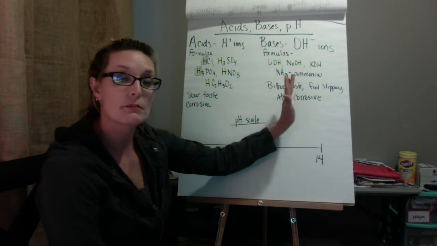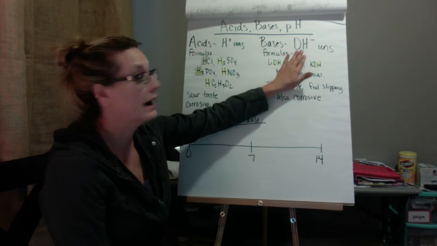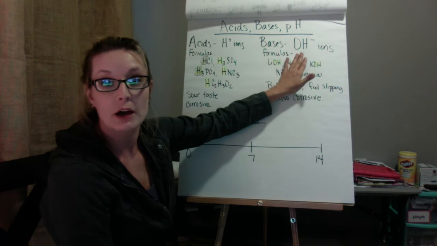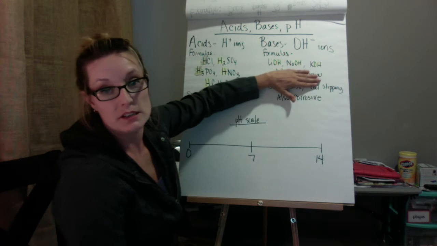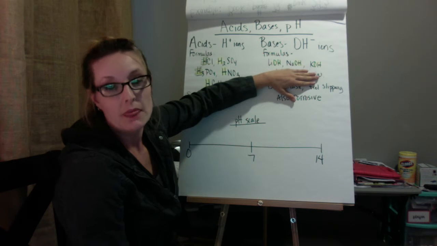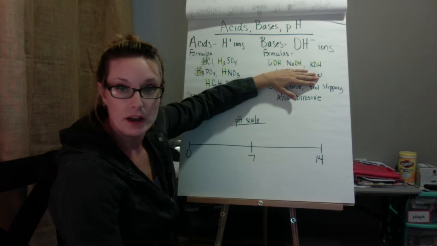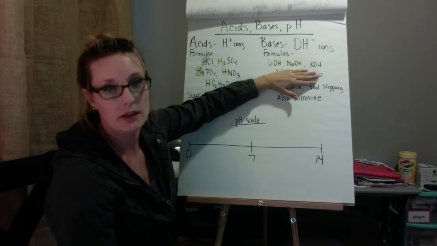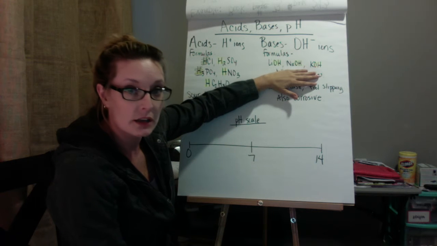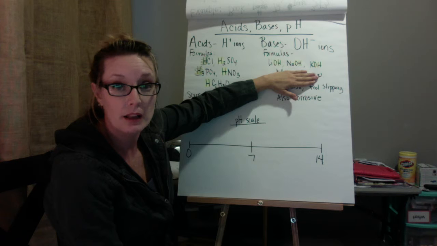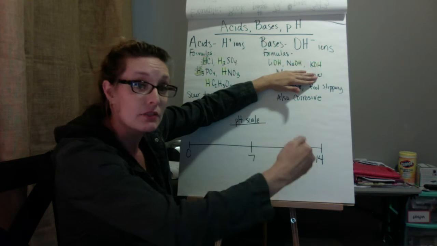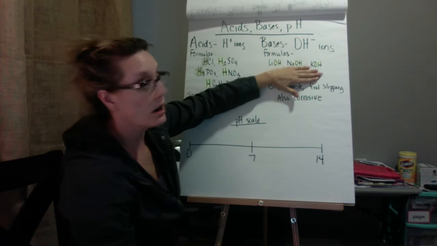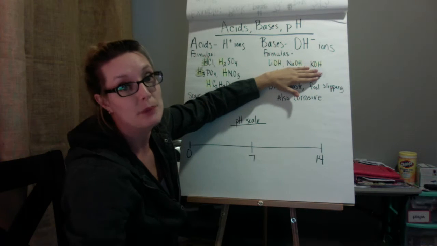Same alternative, given bases. Bases produce what we call hydroxide ions. So typically you're going to see an OH in the formula, with the exception of this one, don't look at this one. These are typical bases: LiOH, lithium hydroxide, sodium hydroxide, potassium hydroxide. Anything with an OH at the end. Remember, OH, hydroxide, is a polyatomic ion. It will be at the end of the formula. So hydrogen's in the front, it's an acid. Hydroxide's in the back, it's a base.